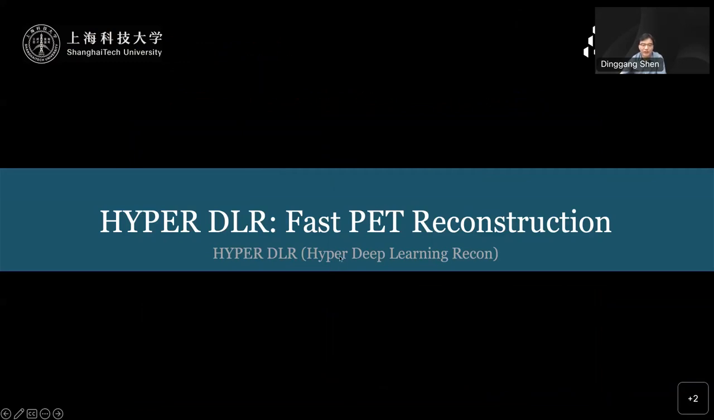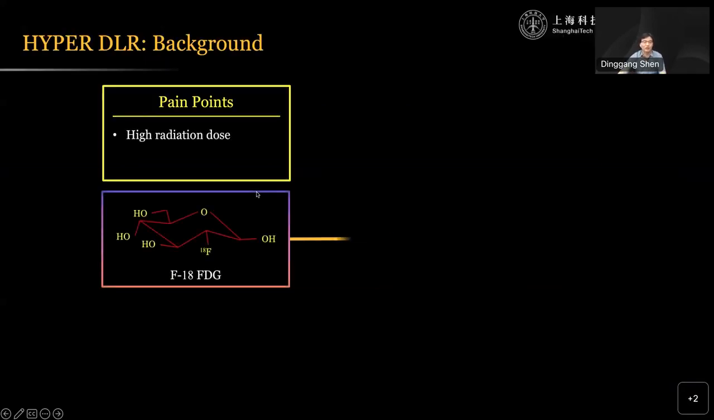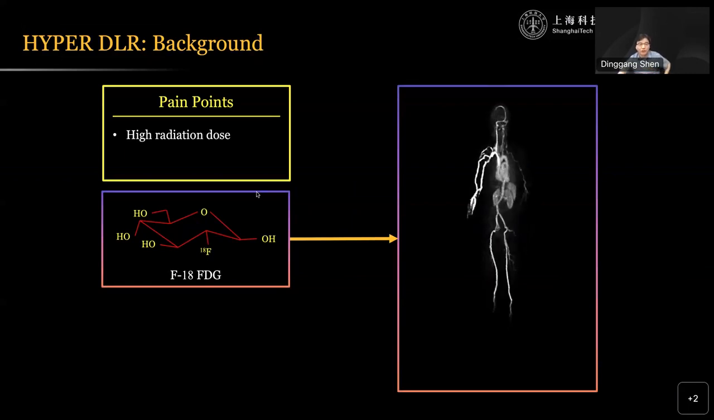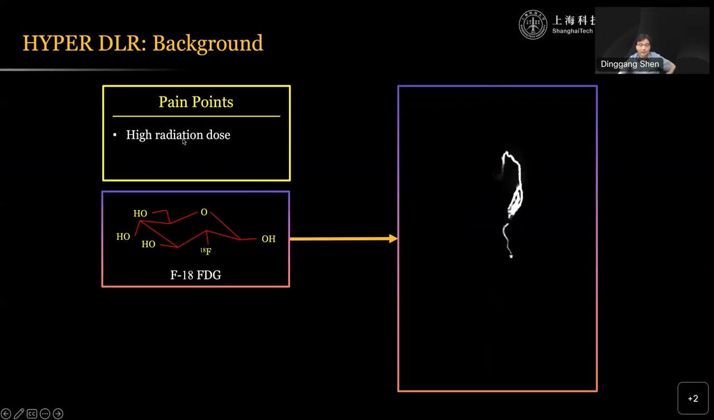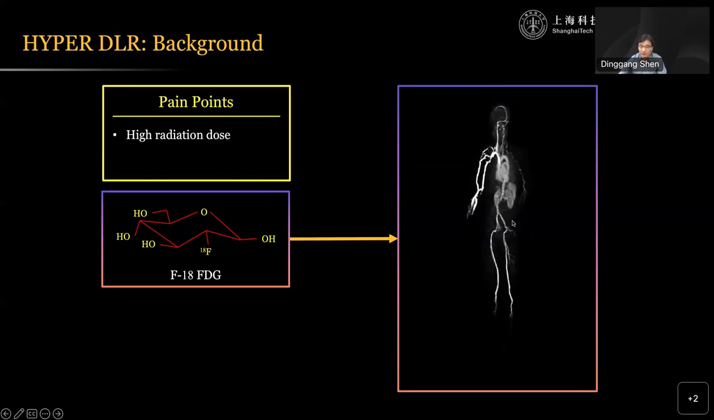HyperDOI stands for the Hyper Deep Learning Reconstruction Algorithm for fast PET image reconstruction. As we already know, before acquiring PET images, we usually have to inject a contrast agent. It's very important that if you can acquire the image faster, you can even see how this contrast agent goes through one part when you inject, and then how it goes through different parts of the body. This is an image acquired using a whole body PET CT.